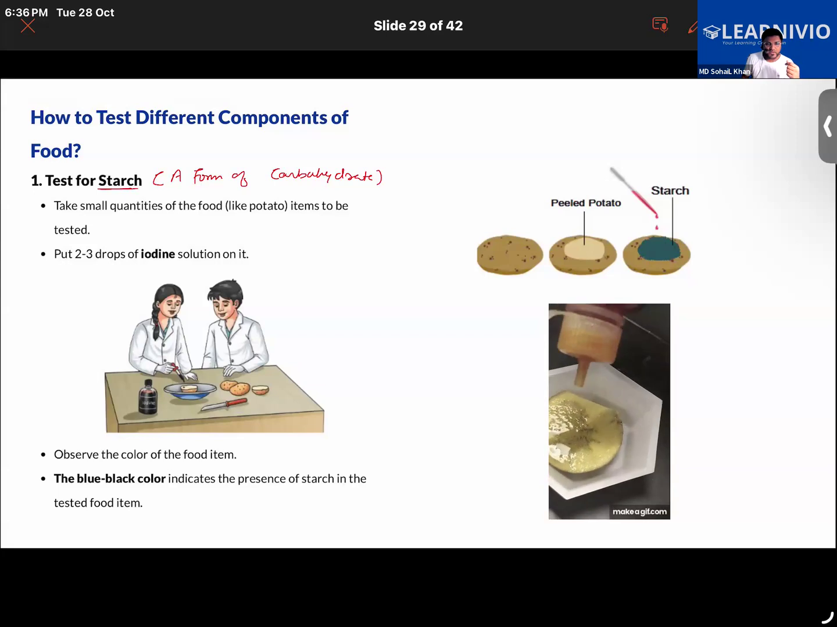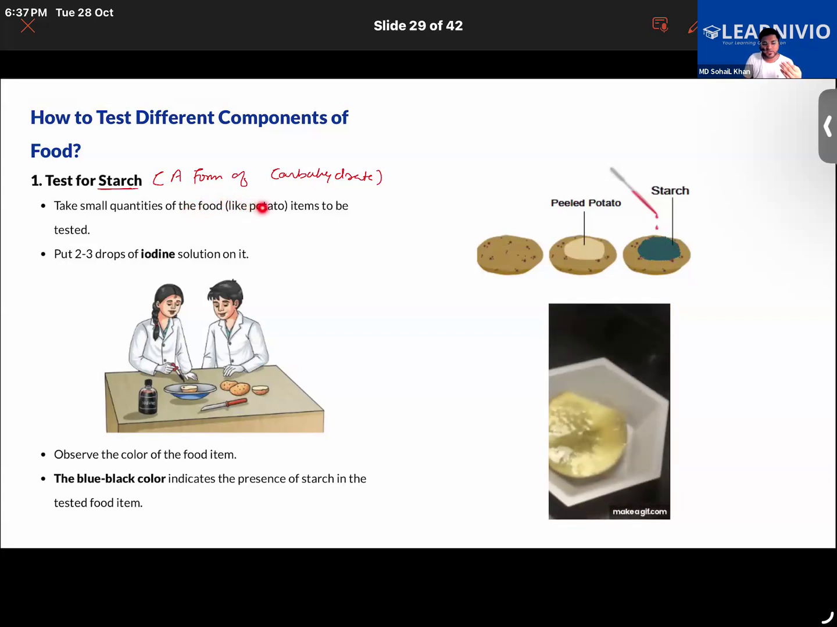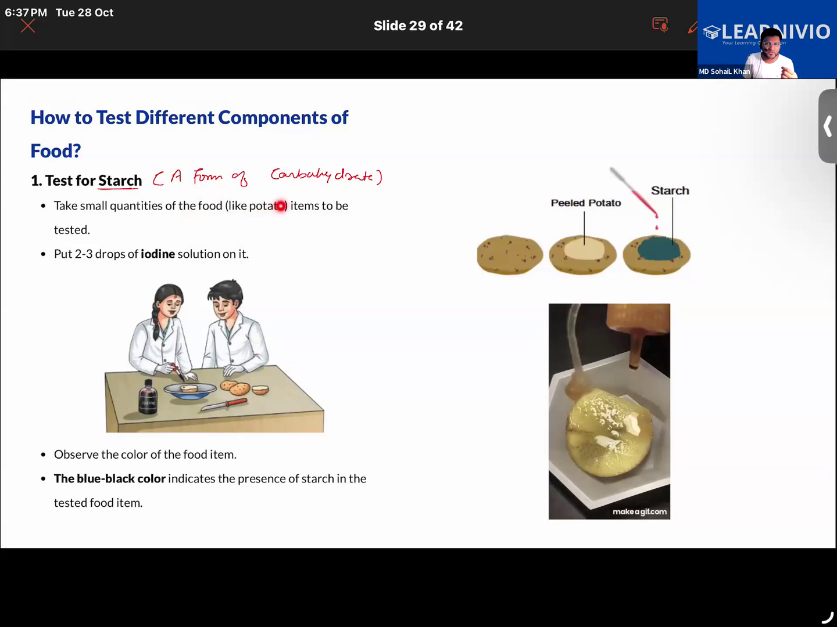So we will take a small quantity of food, like for example, we have taken potato. We could have continued this activity by taking rice or some other food items also.